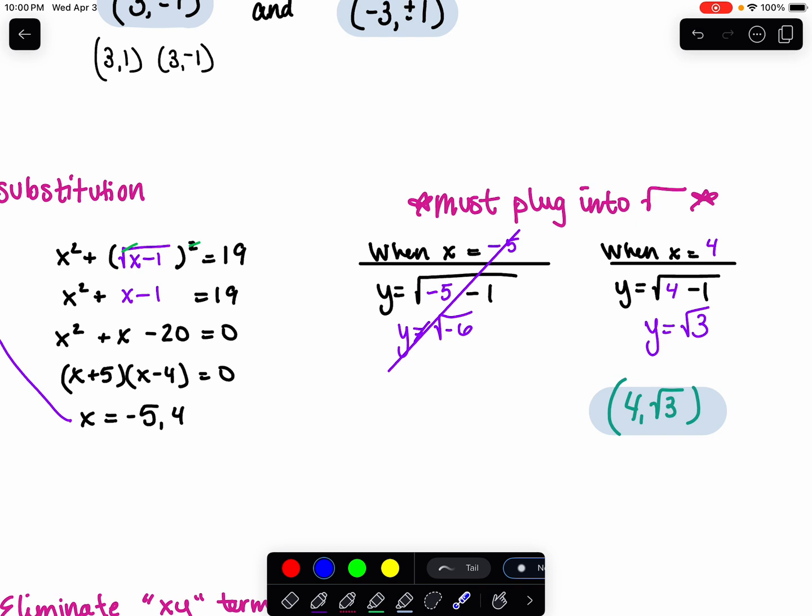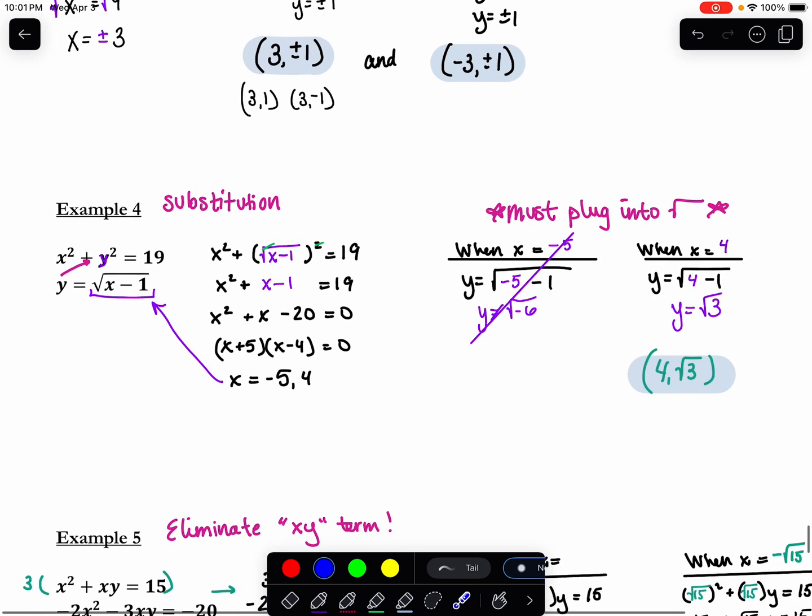Notice it's not the plus or minus value, because this wasn't y squared first, where we then had to take the square root to solve, right? It just said y equals the positive square root of that guy. So we just pair 4 with root 3, and that's our only solution.